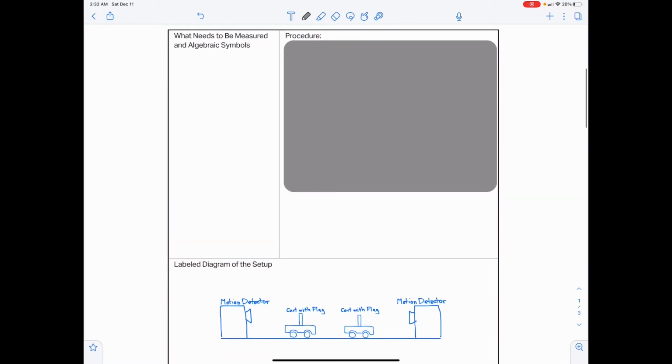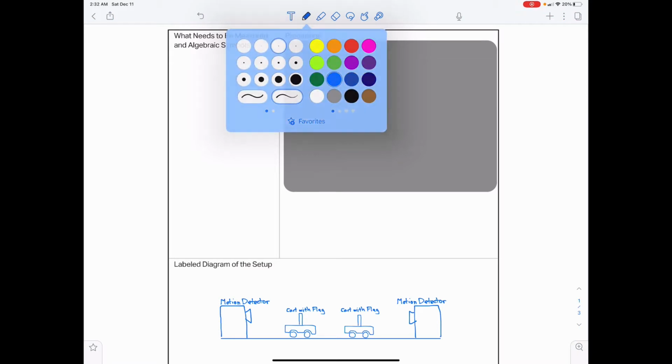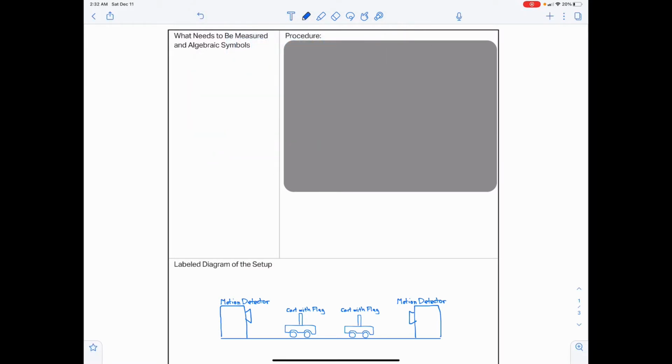So let's see how this would be done in terms of procedure. Well, what needs to be measured with this right here? Well, the motion detector is going to measure everything. Motion detector will measure velocity as a function of time. It'll create a velocity time graph.